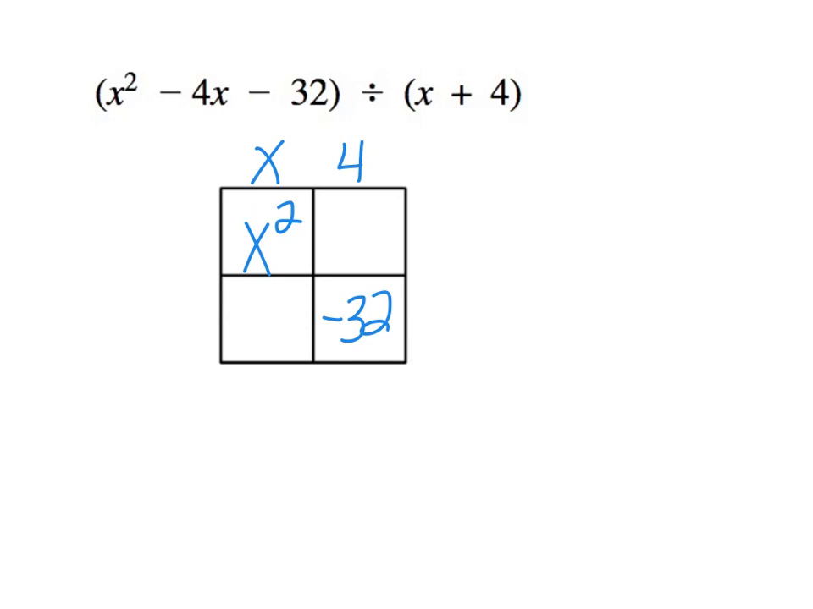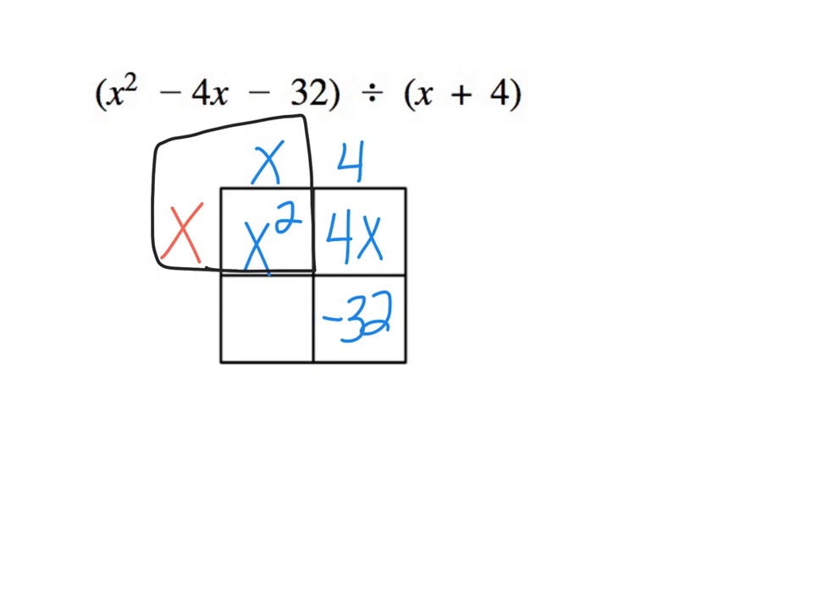Now we're going to work our way back through the area model. The one thing that we know for sure is this first corner. We're always going to start with this first corner because we have x squared divided by x. So x squared divided by x is going to be x. I'm going to go ahead and put my x because I know that's true. And then I'm going to multiply x times 4 to fill in this box right here.